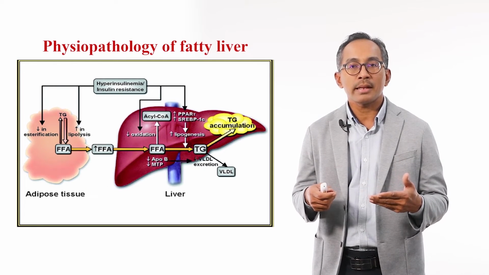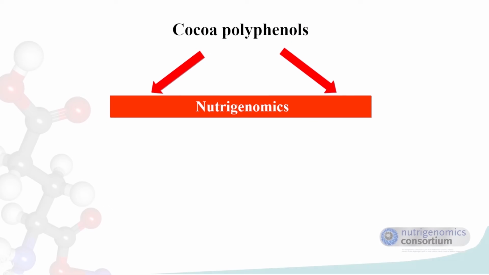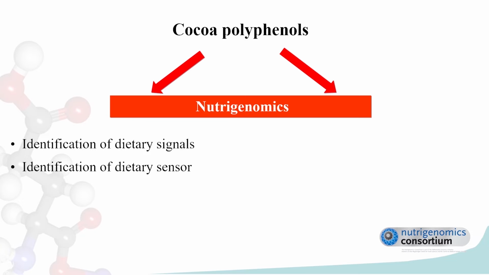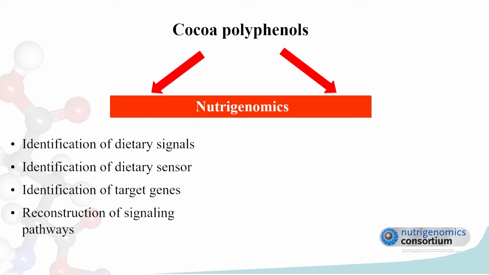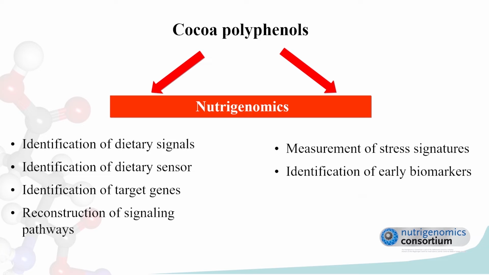triglyceride accumulation. Cocoa polyphenol research involves identification of the dietary signal, identification of the dietary sensor, identification of target genes, reconstruction of the signaling pathway, measurement of stress signature, identification of early biomarkers, and nutritional plasma proteome or metabolome.